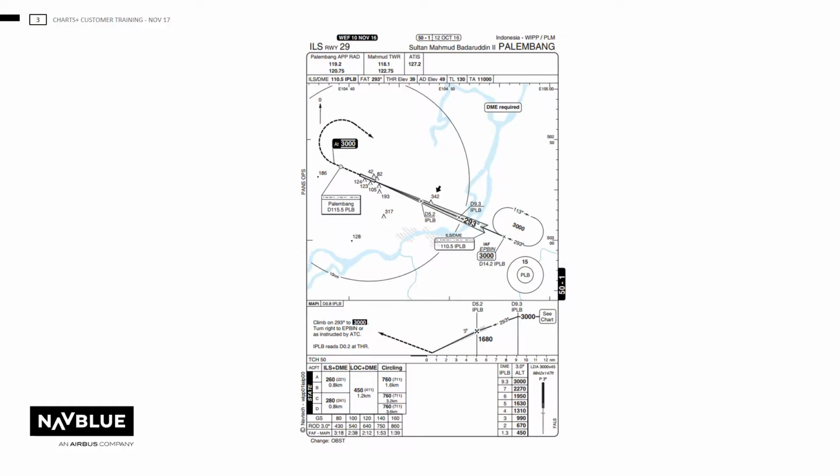Welcome to Chapter 9, Instrument Approach Charts, IAC. In this chapter, we will look at how NavBlue present the aeronautical information on an IAC chart, and any key differences to the Jeppesen charts. Here is an example of an IAC chart, ILS runway 29.